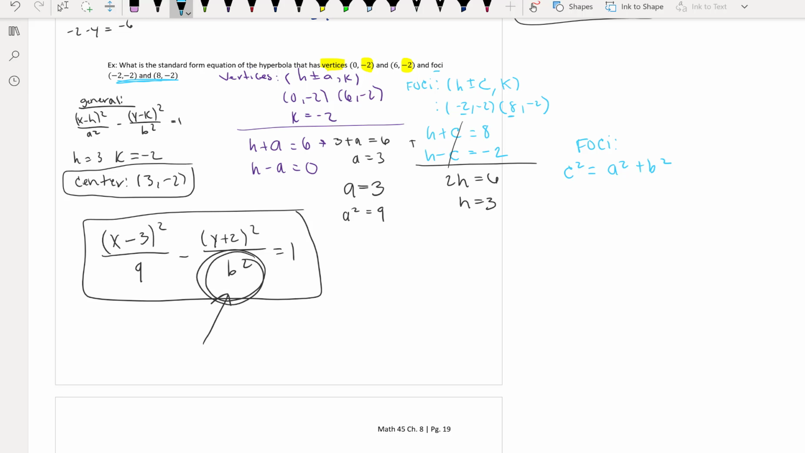And so since I have some information, I can tell you how to get my c value. I'm going to re-plug it in. So if I have h plus c is equal to 8, and I have my h value, that was 3.